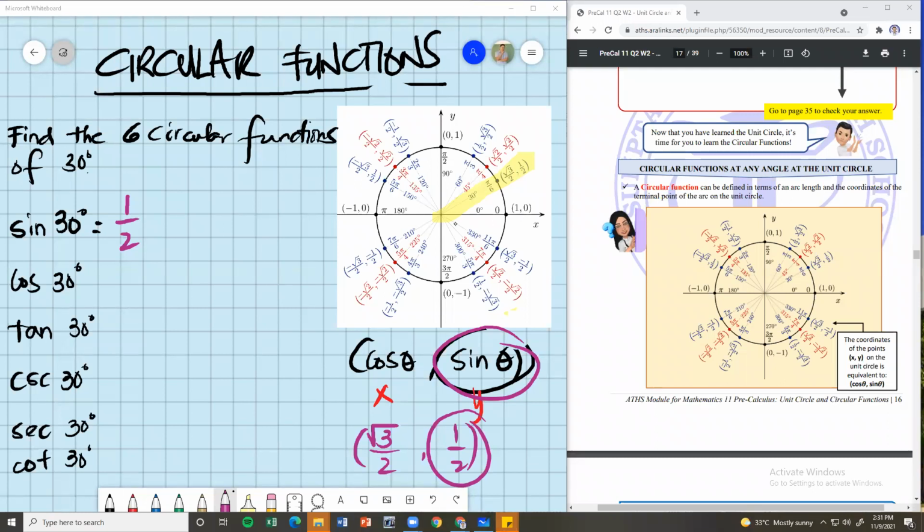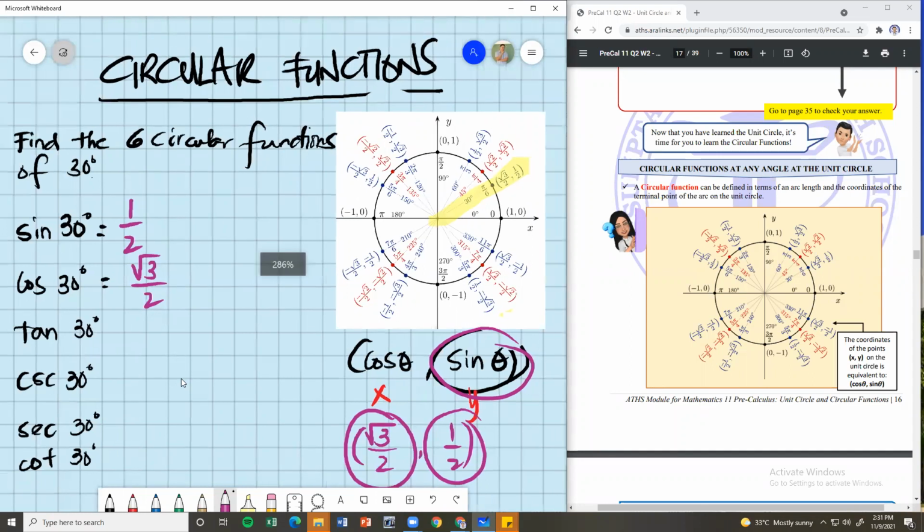Let's move on with the cosine 30. Cosine 30 is always the x-coordinate of that value in the unit circle. And this is your x-coordinate. So therefore, your cosine 30 is square root of 3 over 2. Oh, tapos. Easy, difficult? It's easy. Next.